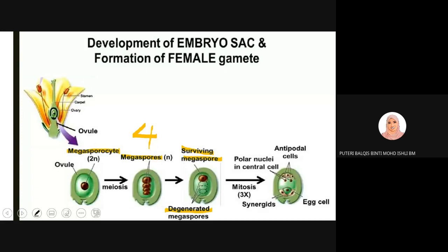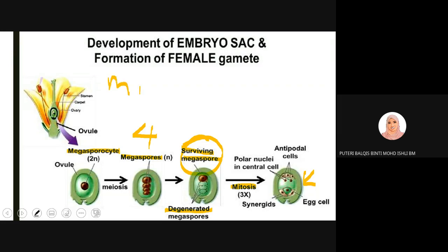Tapi ada satu paper cakap mungkin dia nak bagi space kepada satu megaspore ni untuk produce 8. Sebab katakanlah semua 4 megaspore ni undergo mitosis produce 8, banyaklah nukleus dia, 32 lah. Ada banyaklah egg cell kat situ, so tak nak. Sebab itulah dia degenerated. So the surviving megaspore will undergo mitosis 3 times.